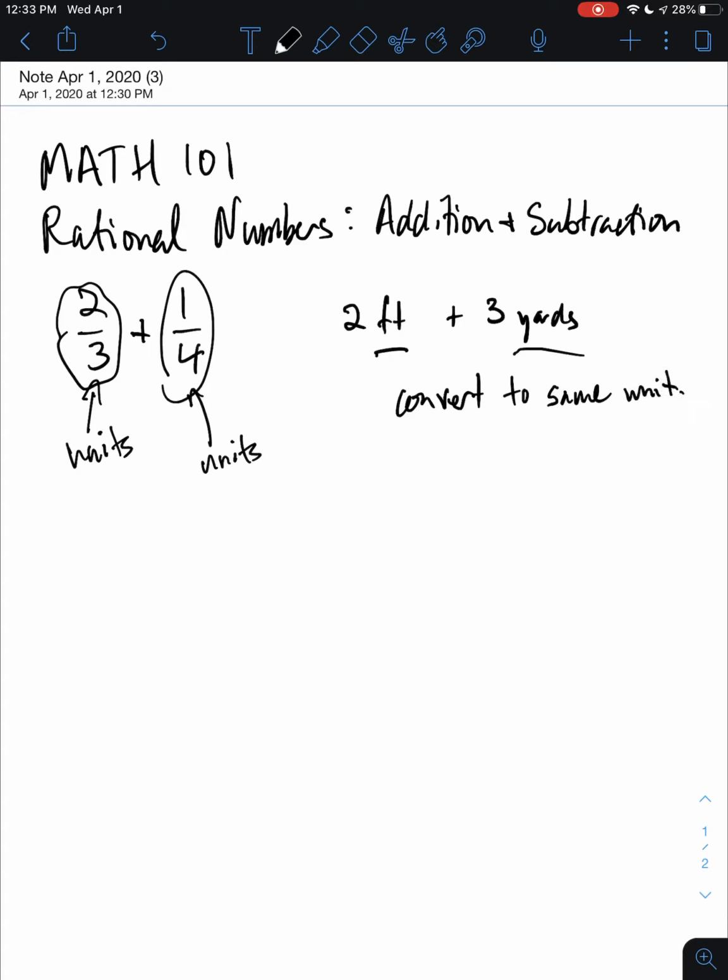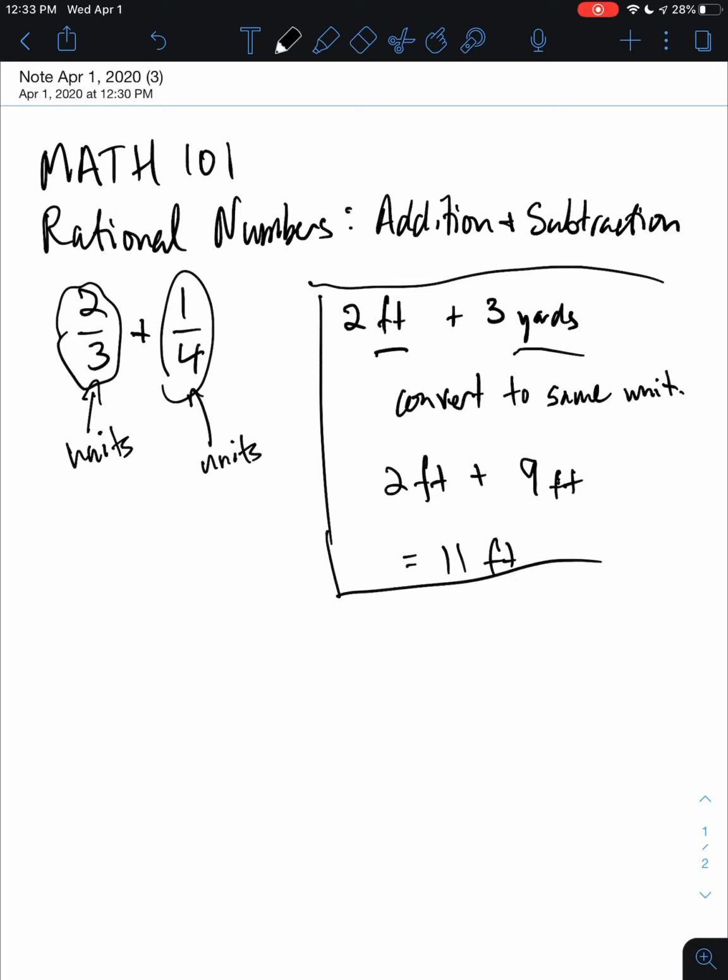So if I'm going to add 2 feet and 3 yards, let me see, let's convert yards to feet. A yard is 3 feet, so this is 9 feet. So 3 yards is 9 feet. And this gives me an answer which is sensible and correct. 11 feet is my answer to this question here. So over here with the fractions, I have to convert them both to the same unit before I can add them. And here's one way.